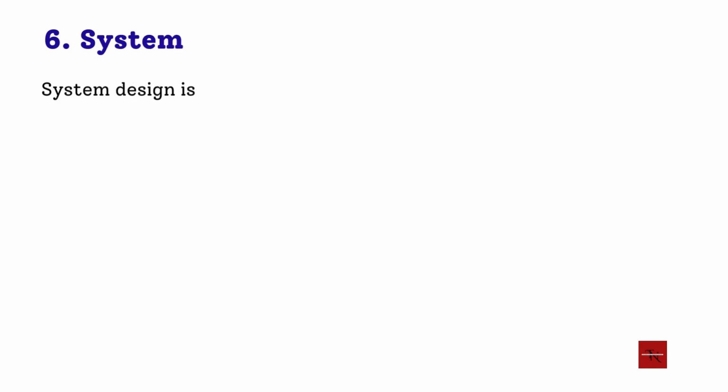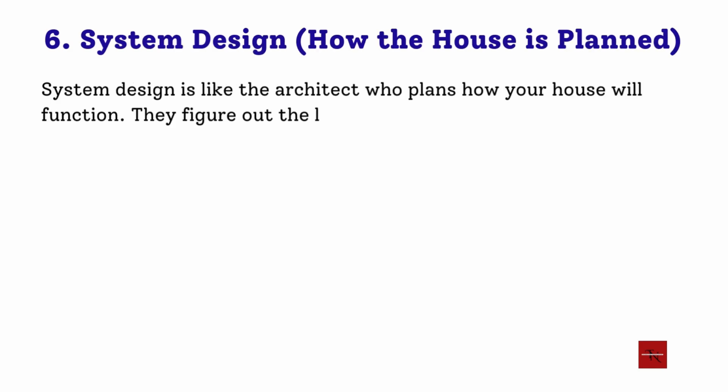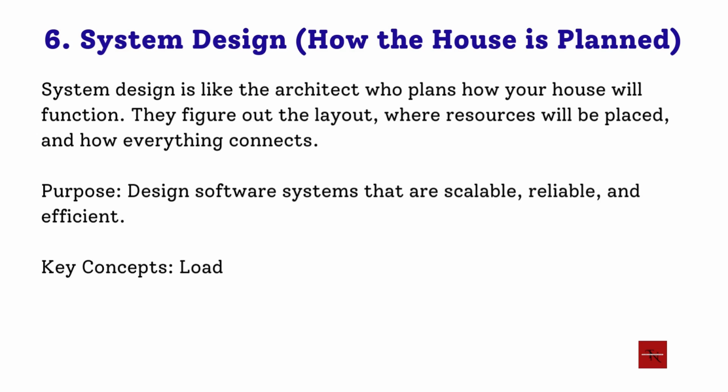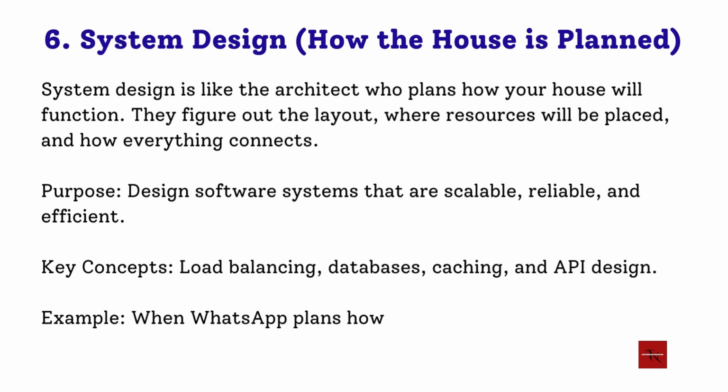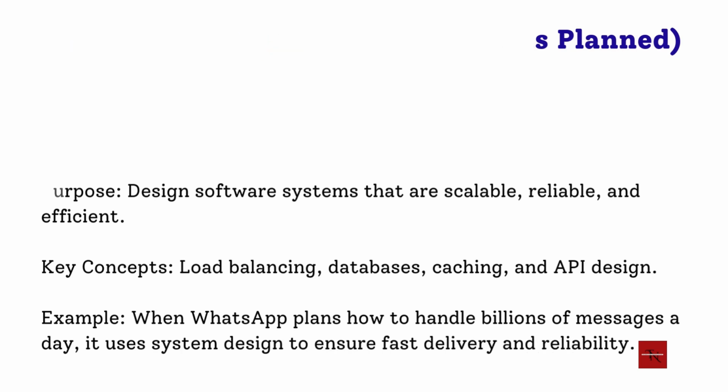System design is like the architect who plans how your house will function. They figure out the layout, where resources will be placed, and how everything connects. Purpose: design software systems that are scalable, reliable, and efficient. The key concepts are load balancing, database caching, and API design. Example: when WhatsApp plans how to handle billions of messages a day, it uses system design to ensure fast delivery and reliability. How do they all work together?